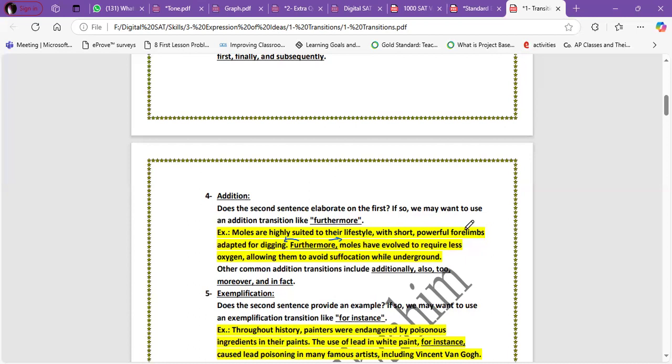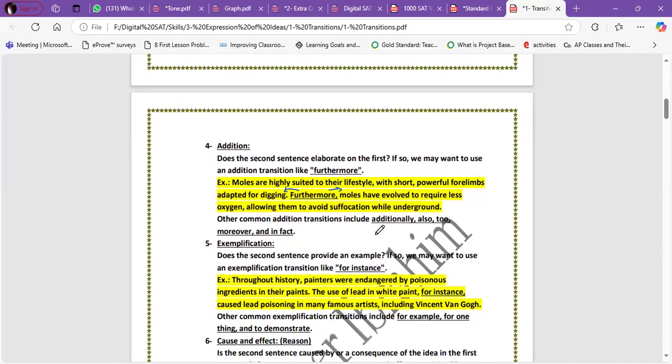Because we didn't talk about forelimbs and digging. We talk about another topic related. So we add. What are the other words that we're going to use for addition? Additionally, also, too, moreover, in fact.